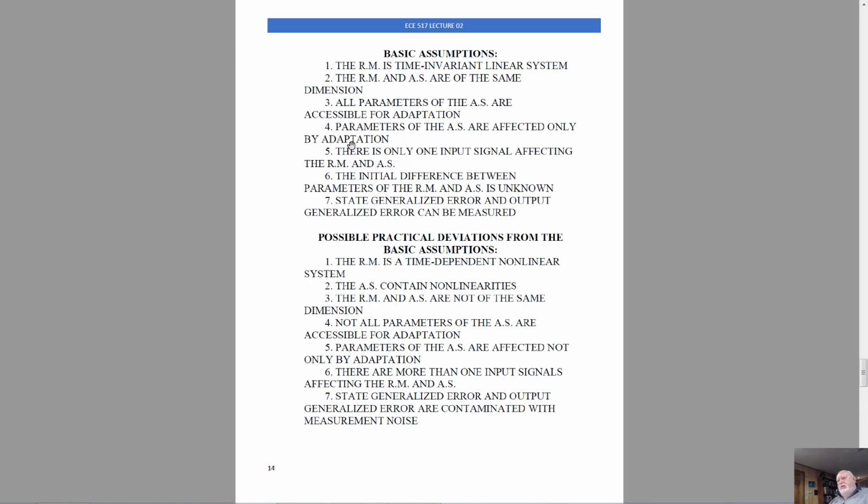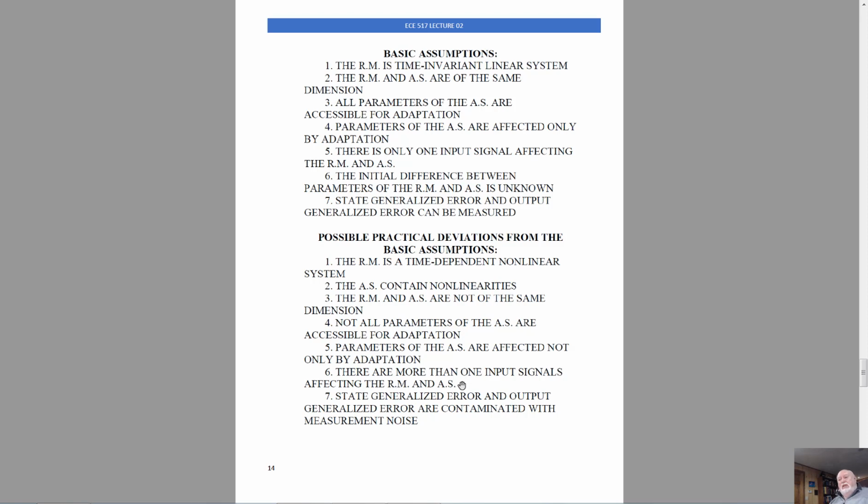Okay? In basic assumptions, we stated that there is only one input signal affecting the reference model in the adjustable system. And I guess there could be some exceptions, that parameters of the adjustable system could be affected not only by the adaptation. There are more than one input signals affecting the reference model in the adjustable system. So some of the input signals may or may not be taken into account, and we still, in some situations, could expect successful operation of the model reference system.